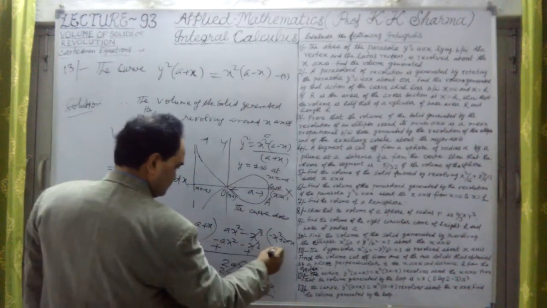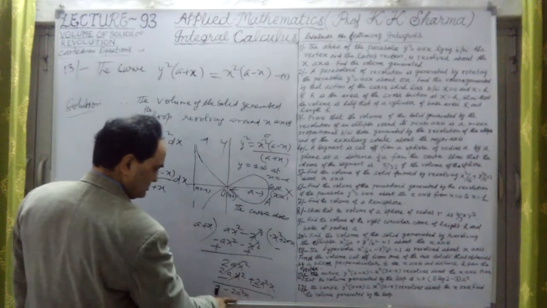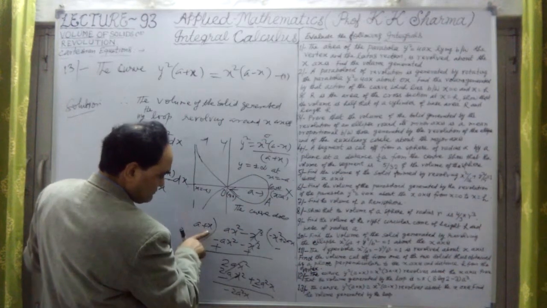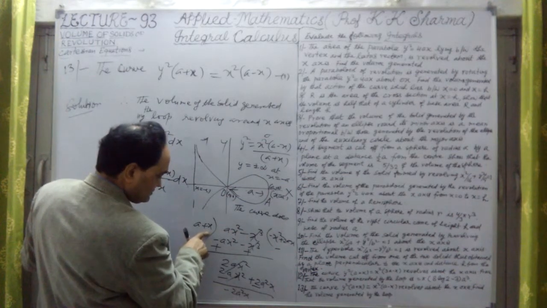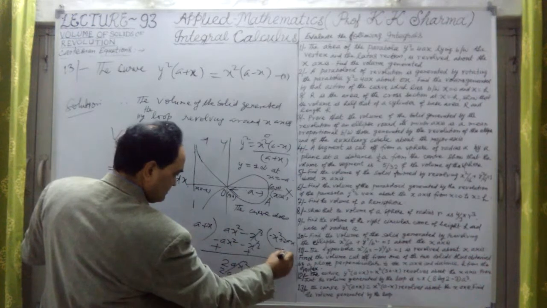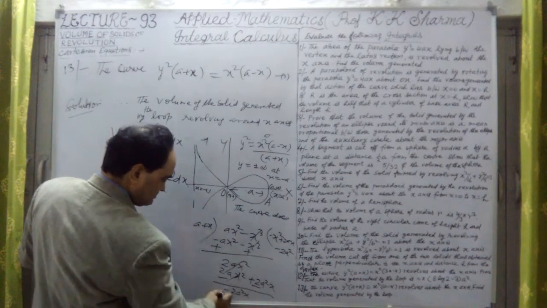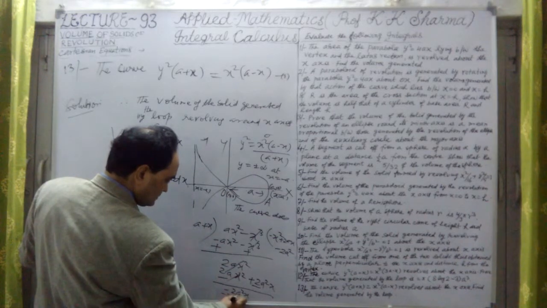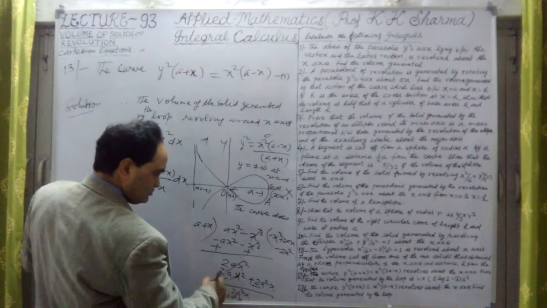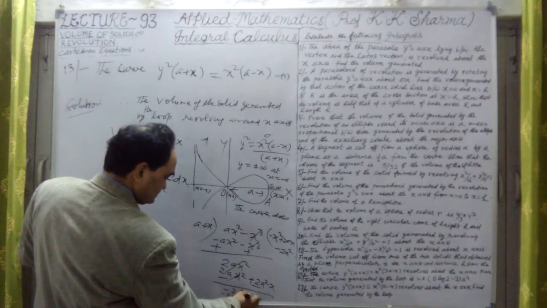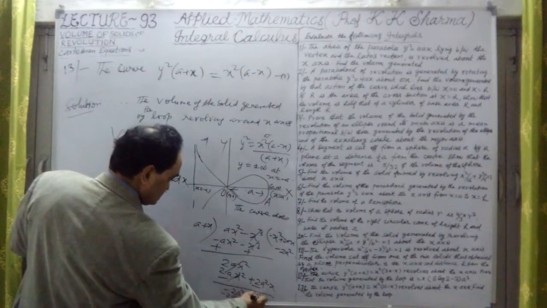So by what do I have to multiply this? To obtain minus twice a square x, we have to multiply by minus twice a square. Minus twice a square into x is minus 2a square x, the same is obtained. Minus 2a square into a is minus 2a cube.